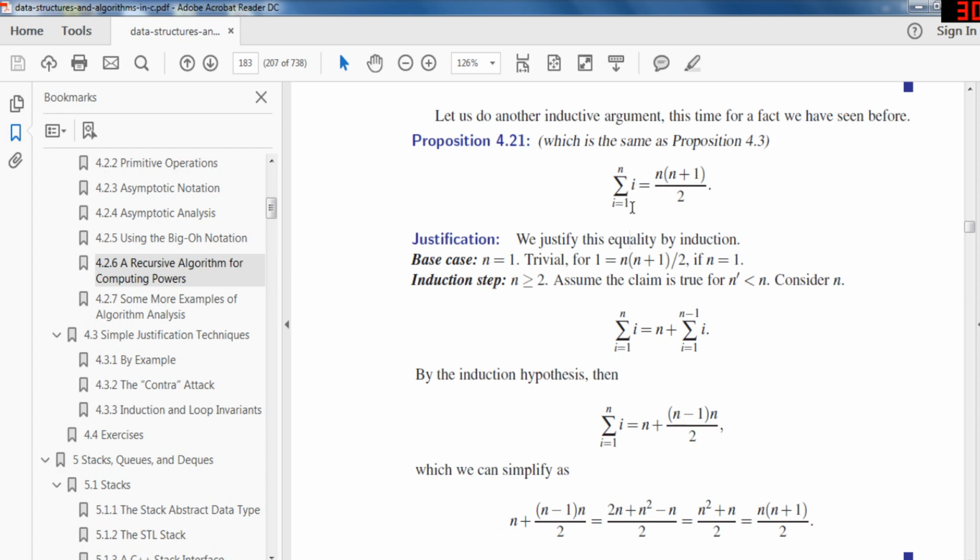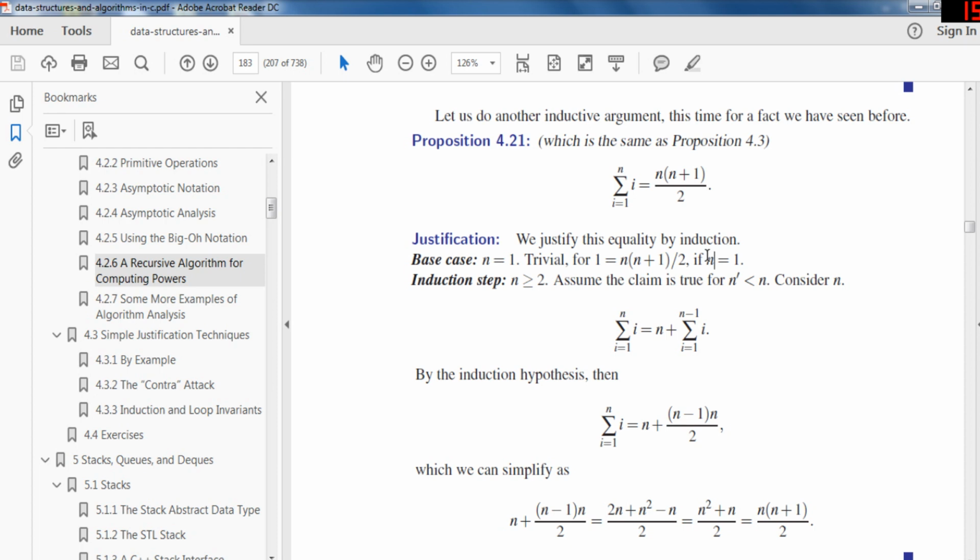If this statement is true, the left-hand side has to be equal to the right-hand side. So for n equal to 1, is 1 equal to 1 times 1 plus 1 over 2? Yes, it is. Based on this, for n equal to 1, this is true. If I plug in n equal to 1, does the left-hand side equal the right-hand side? Yes, so that's true if n is equal to 1.